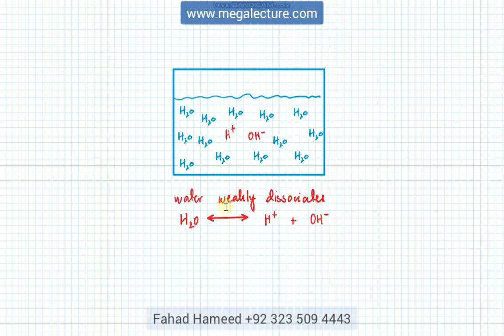So what happens is some of the water molecules would eventually break down and produce two ions. One of them is going to be an H+ ion and the other is going to be an OH- ion, which is a hydroxide ion. So you've got the hydrogen ion and you've got the hydroxide ion.